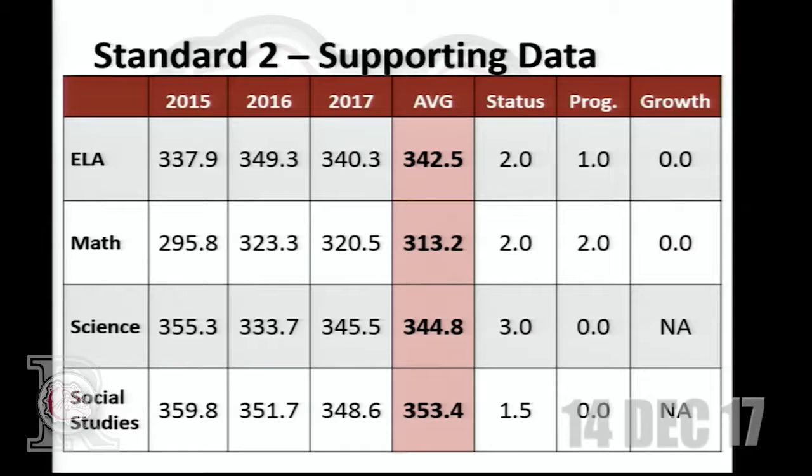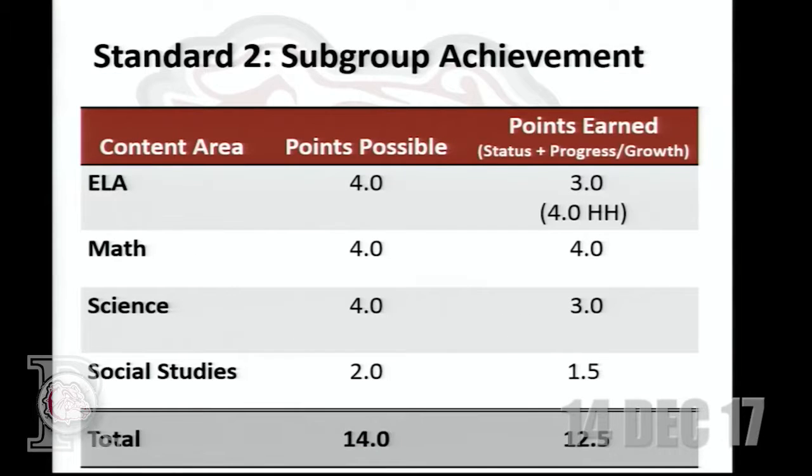The points that those scores translate to are over on the right. ELA and math, the scores comparing 2017 to 2015 improved. So we earned some progress points for improving over that 3-year span. How that looks on the score sheet: ELA, 4 points possible.